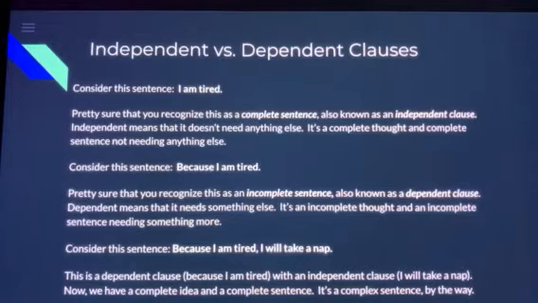Let's look at this third example. Because I'm tired, comma, I will take a nap. Now, this is a dependent clause, the because I am tired part, with an independent clause, I will take a nap. This together is a complete idea and a complete sentence. And it's a complex sentence, by the way, for those of you paying attention to that.